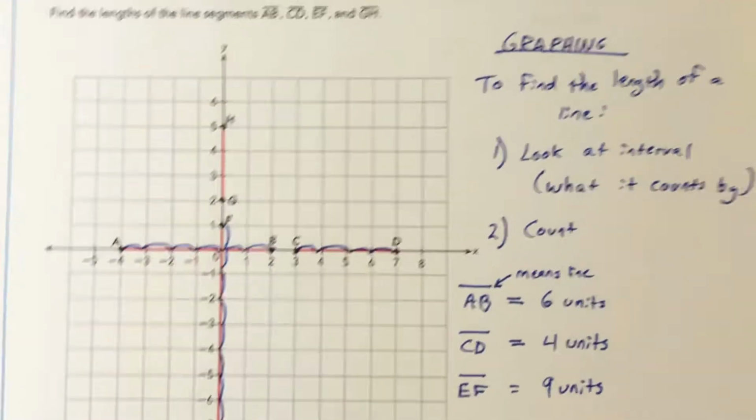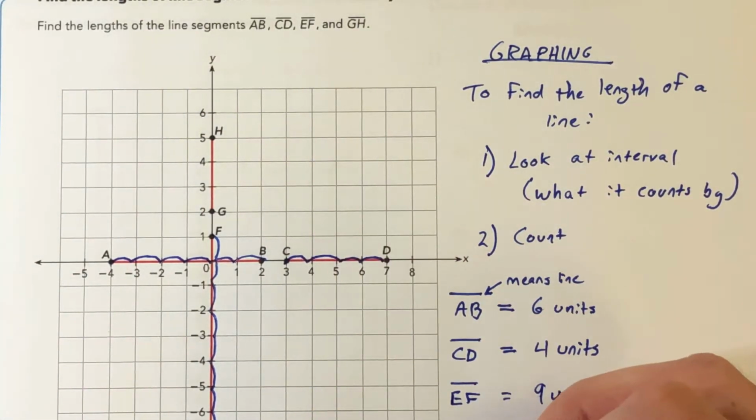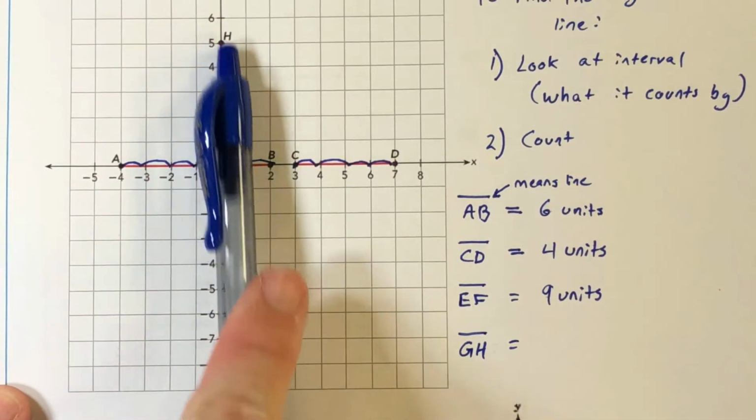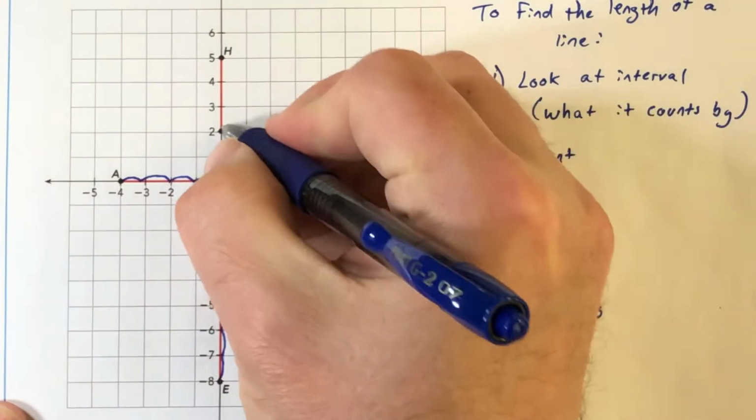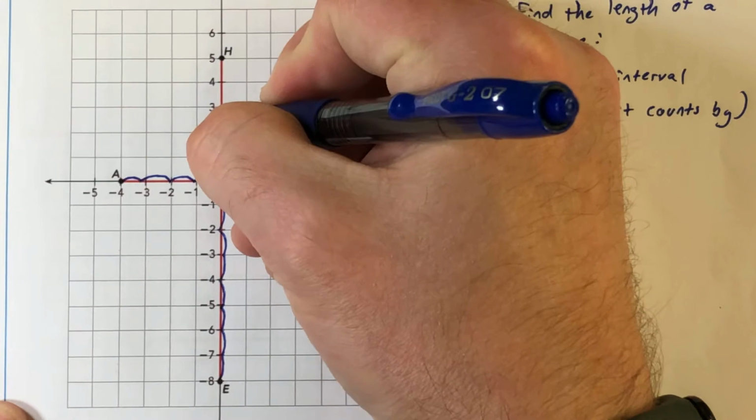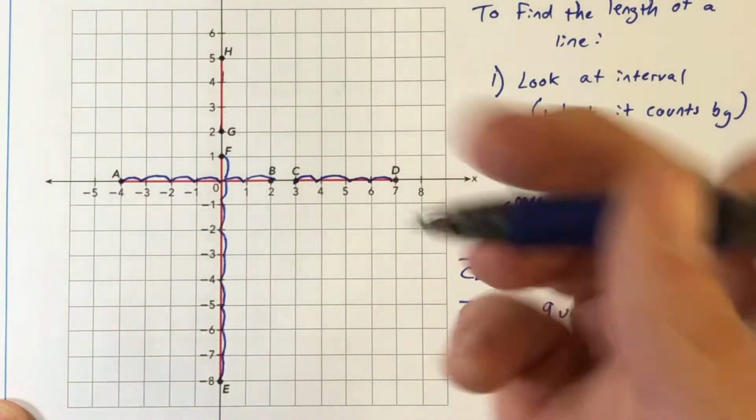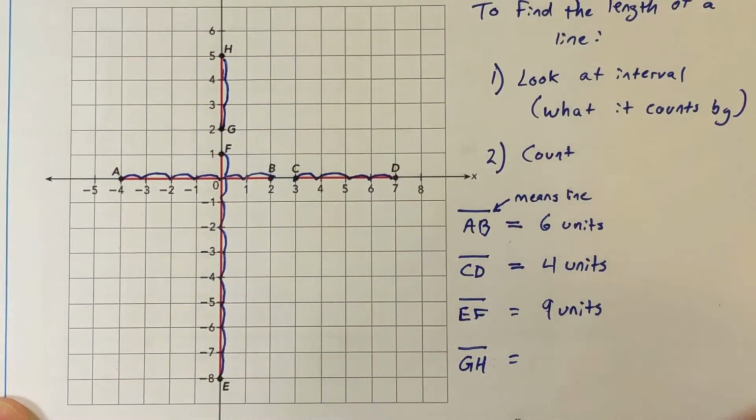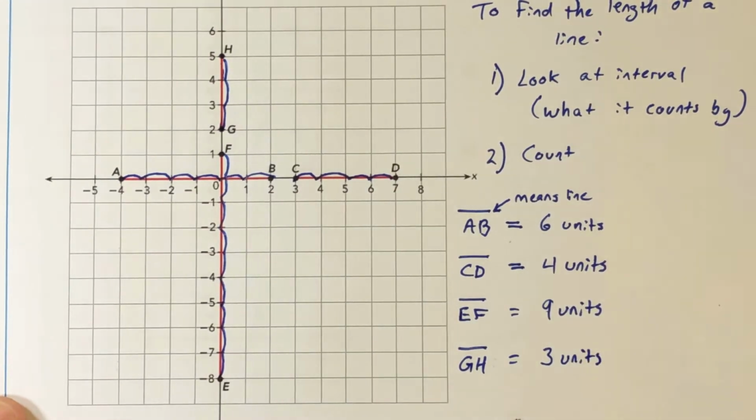All right, one more. Line GH is equal to, let's see, line GH is up here between quadrant 1 and 2. So they plotted G for us, plotted H, connected it with a line. So we're counting by 1s. So step 2, count. 1, 2, 3. So line GH is equal to 3 units long.